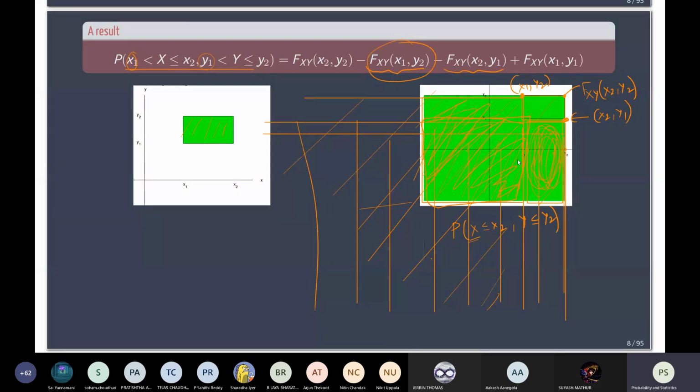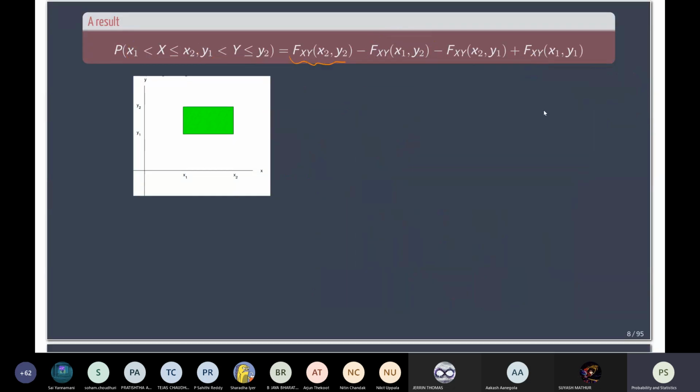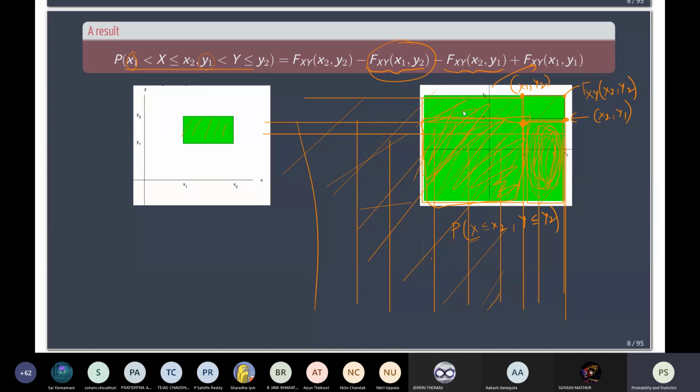Okay, so to compensate for this, which was removed twice, I add back x1, y1. So this was the point x1, y1. If I add it back, then I compensate for the unnecessary deletion of this two times, and then I'm left with only this. Okay, so this is the plan. So now, I subtracted this. This means that the whole green region has been added.